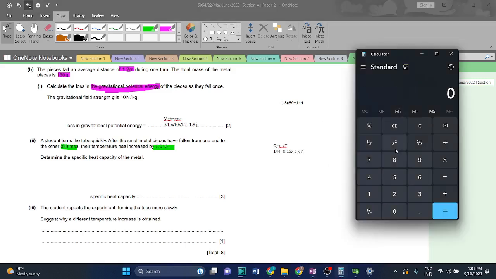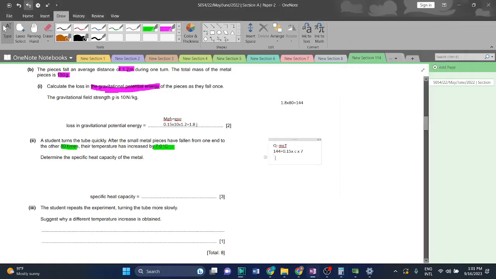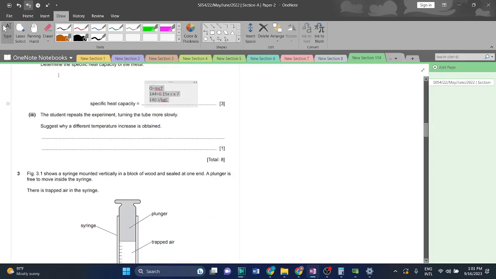तो अगर हम ये करें, 144 divided by 0.15 divided by 7. What will we get? We'll get 137 joules per kilogram centigrade. 137 or we can round it off to 140 joules per kg centigrade. ठीक है ना? So that is the specific heat capacity of this metal.